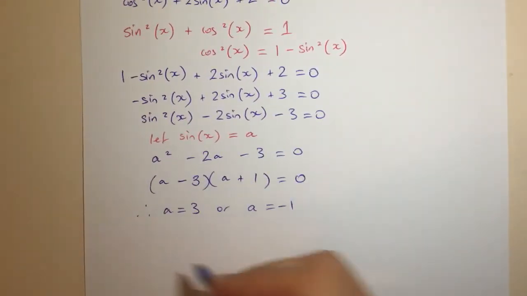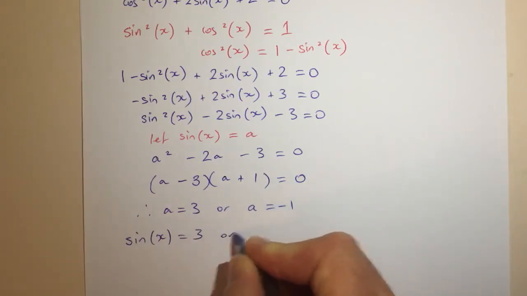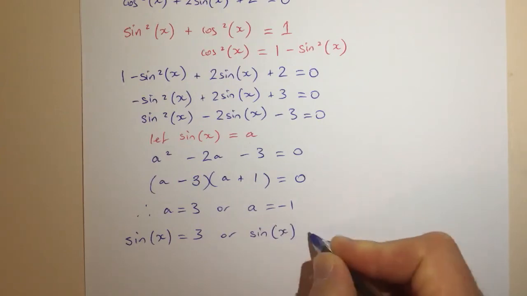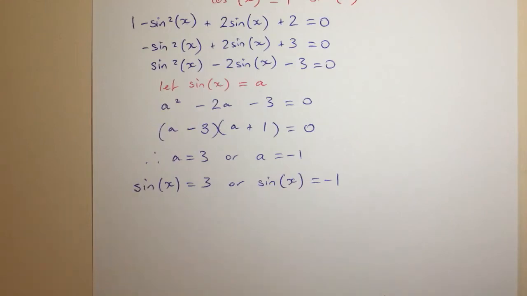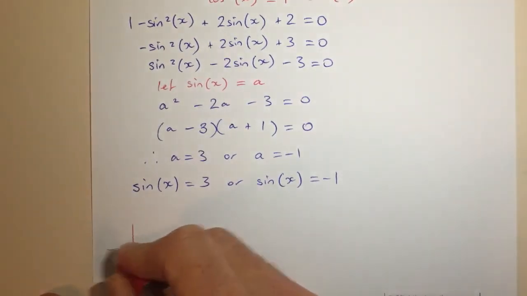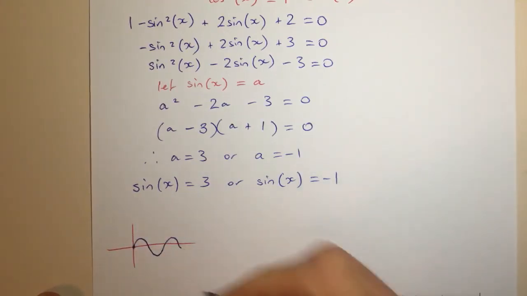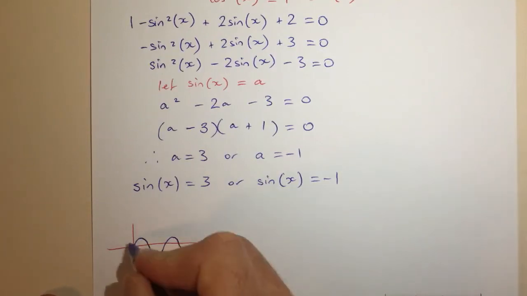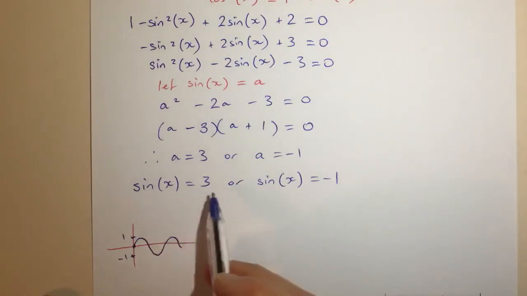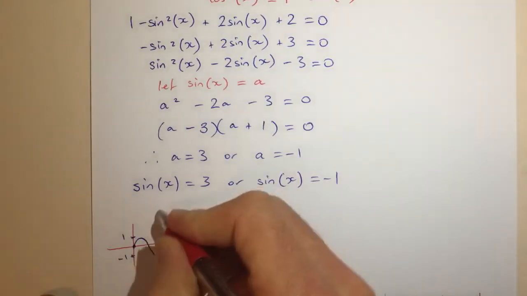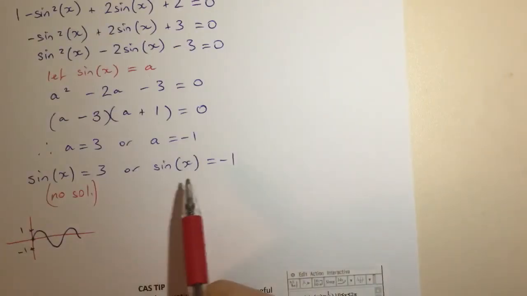Then we undo that substitution that we've made and we say, okay, this means that sine of x equals 3 or sine of x equals negative 1. If you think about the equation sine of x equals 3, graphically what y equals sine x does is it starts from the origin and goes up and down like that, a bit wonky. The highest value it gets to is 1, lowest value is negative 1. So does sine of x ever equal 3? No, it doesn't. So this has no solution. But we know that sine of x can equal negative 1.